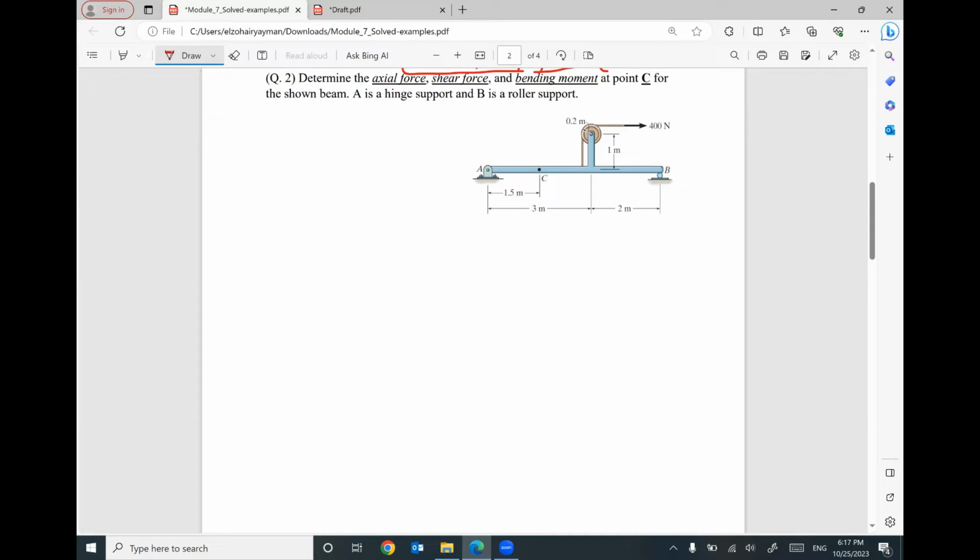We have one more example, also the same sequence. We are looking for axial force, capital N, shear force, capital V, and bending moment, capital M, at point C in this beam. First step, I have to figure out the reactions.